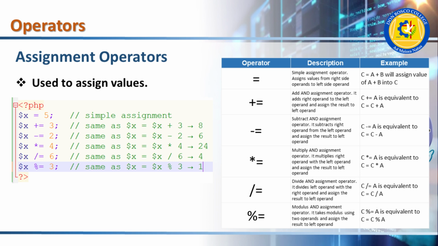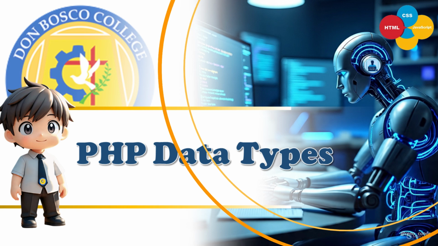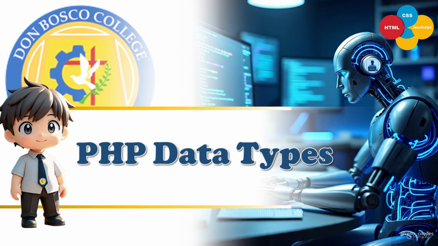The multiplication assignment operator multiplies the left-hand operand by the right-hand operand and assigns the result to the left-hand operand. The division assignment operator divides the left-hand operand by the right-hand operand and assigns the result to the left-hand operand. Finally, the modulus assignment operator calculates the modulus of the left-hand operand by the right-hand operand and assigns the result to the left-hand operand. Let us proceed to our next topic, PHP data types.